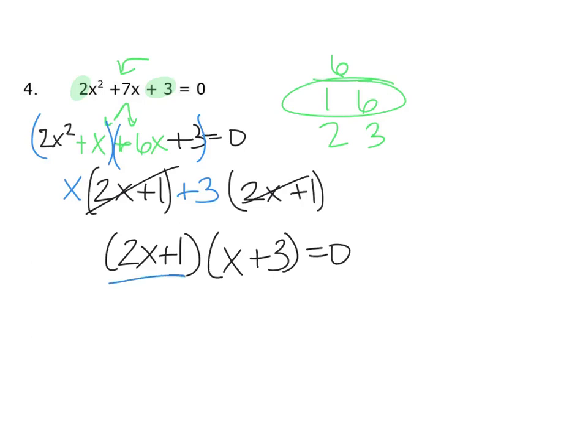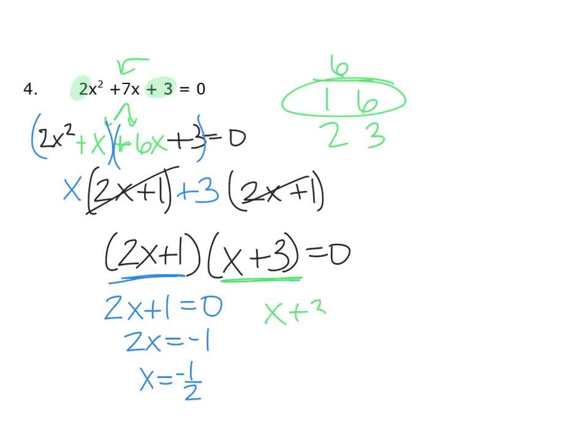I'm going to take this first binomial, 2x plus 1, set it equal to 0. Subtract 1 from both sides, so I have 2x equals negative 1. Divide by 2, and that leaves me with x equals negative 1/2. Take the second binomial. I have x plus 3, set it equal to 0. Subtract 3 from both sides, and I get x equals negative 3 as my second answer.